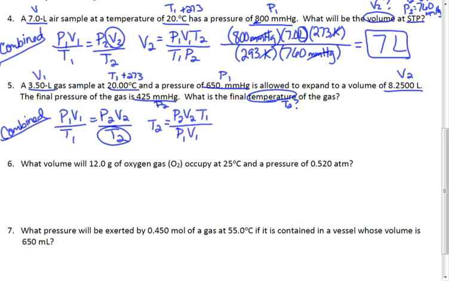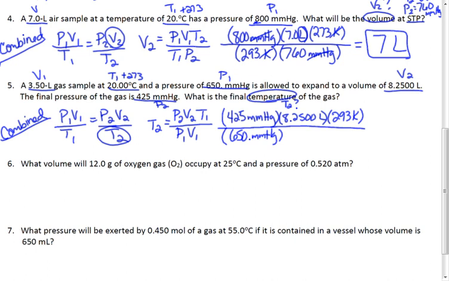So our second pressure was 425 millimeters of mercury. Our second volume was 8.2500 liters, very precise. And our first temperature, we add 20 plus 273, we get 293 Kelvin. Our first pressure, 650 millimeters of mercury. Our first volume, 3.50 liters. We'll get liters and millimeters of mercury, so we'll be left in Kelvin.